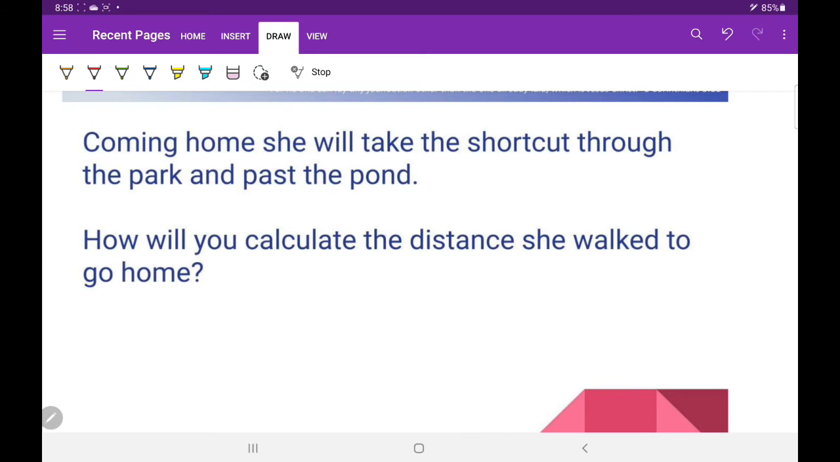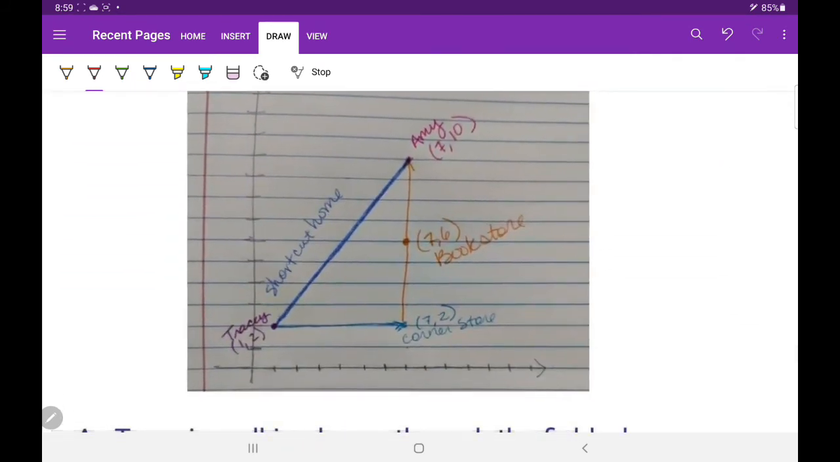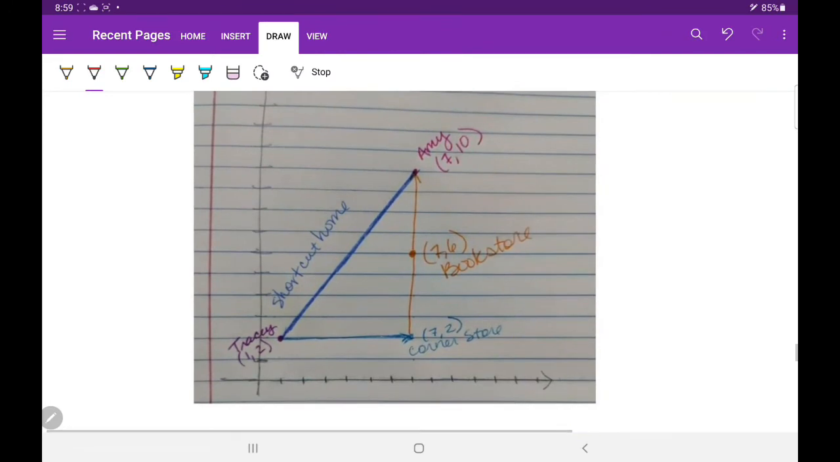And you might be asking yourself, wait, there isn't a park or a pond. Just keep in mind what I'm telling you. She's walking straight home from Amy's house to hers. Let's look at my diagram. Now that you see my diagram, is this how you drew it? The blue line is the shortcut home. How could you calculate this distance of the blue line? This one right here. How do we get this distance?